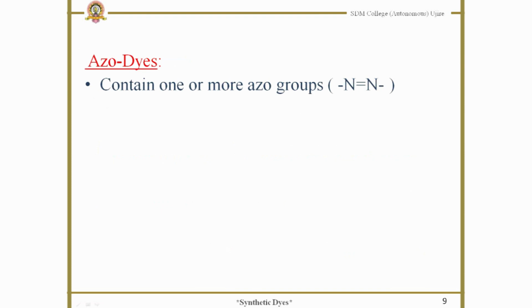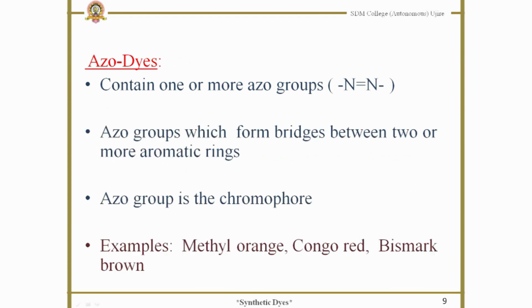Then coming to azo dyes. Azo dyes contain one or more azo groups. Azo groups form bridges between two or more aromatic rings in this type of dyes. Here, azo group is the chromophore. The examples for azo dyes are methyl orange, Congo red, Bismarck brown, etc.